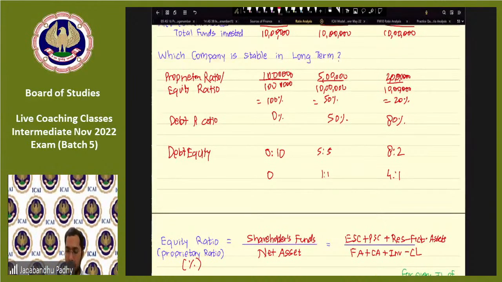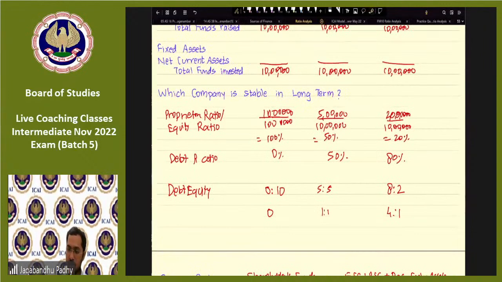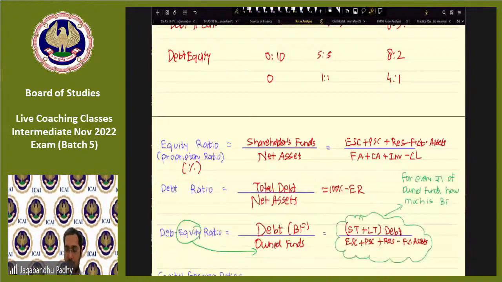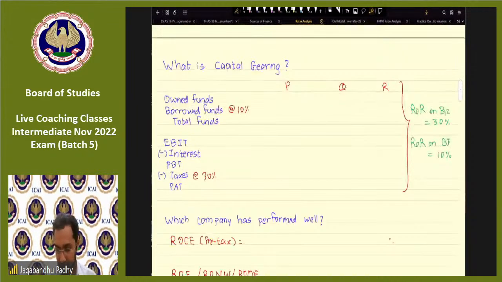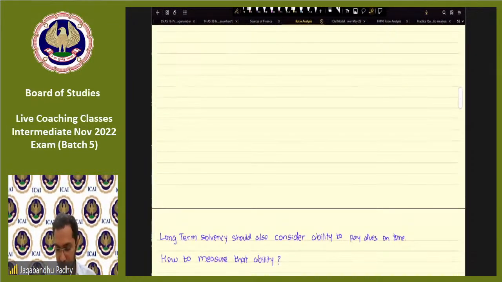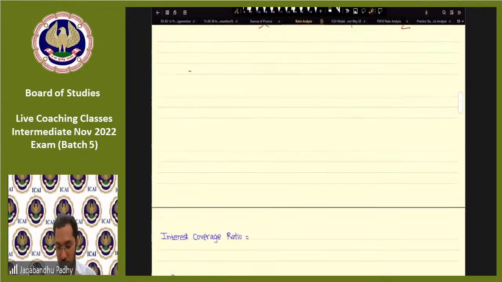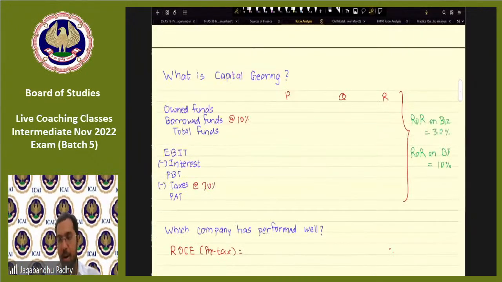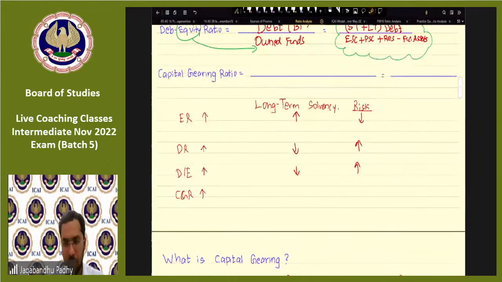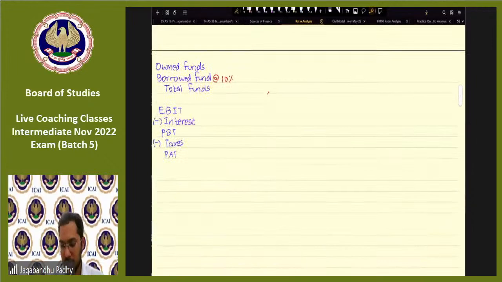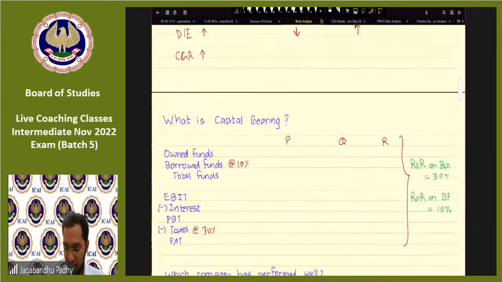So you can say the last company was having the highest risk, and of course the highest debt equity is also going to give you the highest risk, and solvency is lower in that case. Now, before we go for the next ratio, that's the capital gearing. We'll come to that capital gearing at a later point.